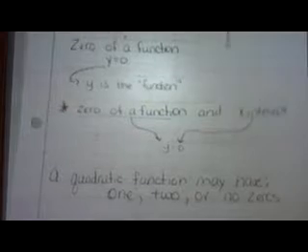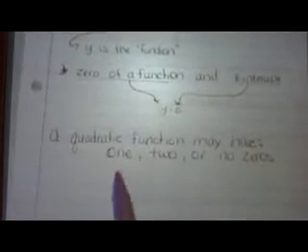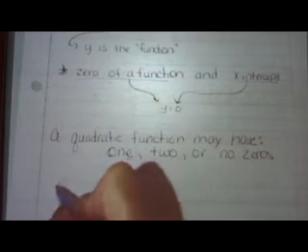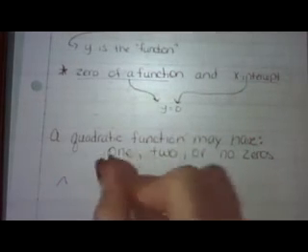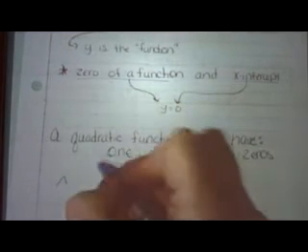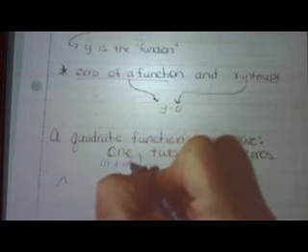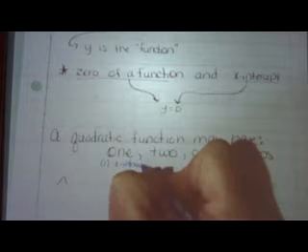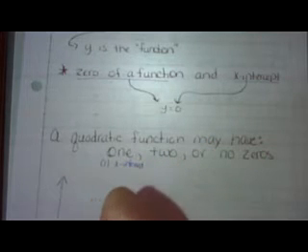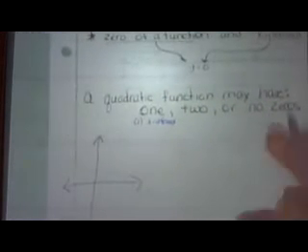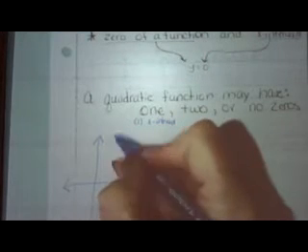Right, a quadratic function may have 1, 2, or no zeros. So for example, if it has 1 zero, that means it has 1 x-intercept. And if I graph a parabola that only has 1 x-intercept, it might look something like this.